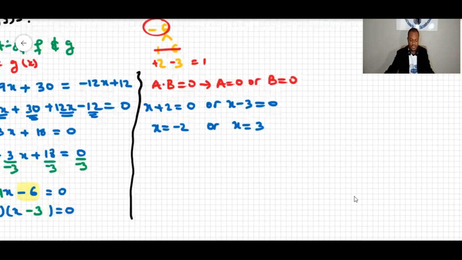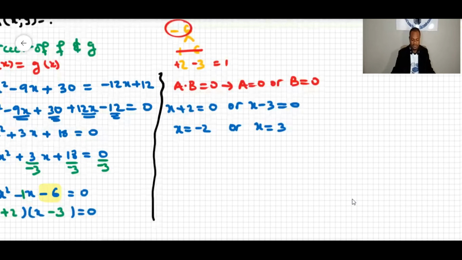Therefore, the x coordinate of k is just 3, and we found 3. We need to find its y coordinate. So the x coordinate is 3. The -2 here is the coordinate of h. Before I write, I need to find the y coordinate of k now. This is the x coordinate of k.